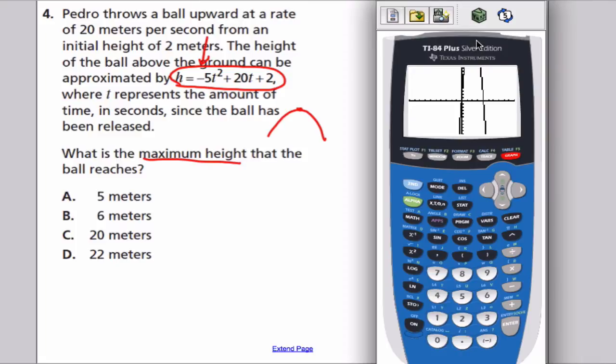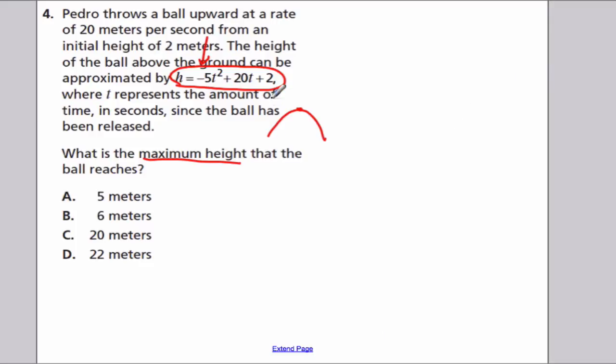You can play with the zoom feature, or we can go right to our window and change our window. In this scenario, we don't care about the negatives. What I'm interested in is quadrant 1, which is positives in both directions, from 0 to maybe 10, I'm not sure, and from 0 to, I don't know, let's say 25, since my maximum choice is 22 according to them. It's one of these 4 choices, but 22 is one of my highest. So I'm just going to say 25.